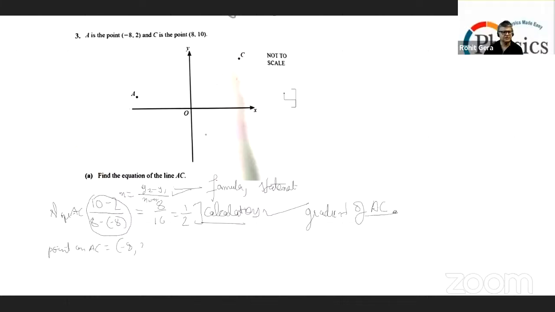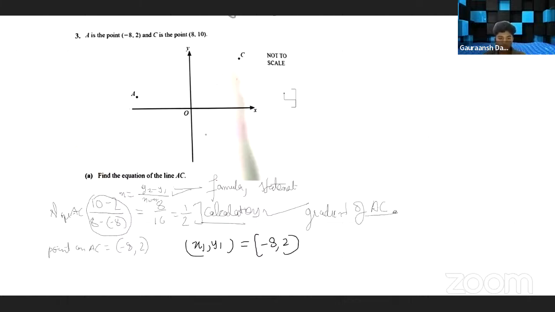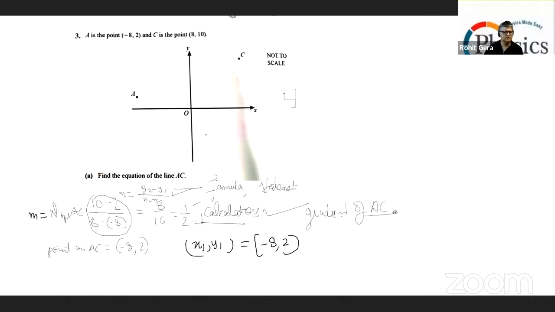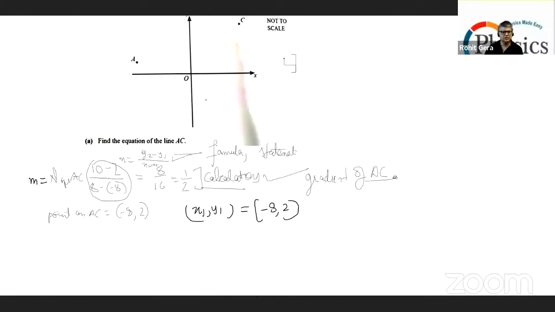Okay, write it. I will tell you how I would write it instead. Point on AC: (x1, y1). And here I will write. Okay, now what is the rule you are going to use? What is the rule for the equation of a line? y minus y1 over x minus x1. Write the rule, so that I know you understand it.